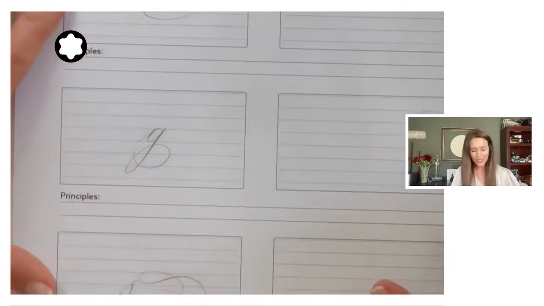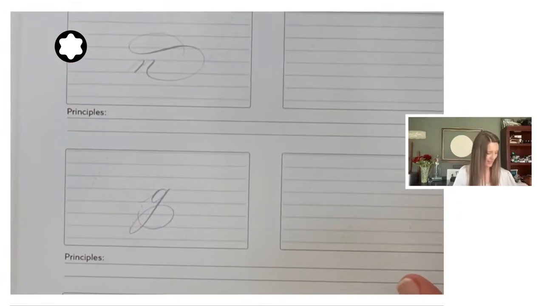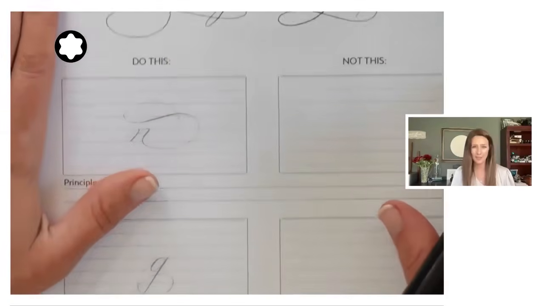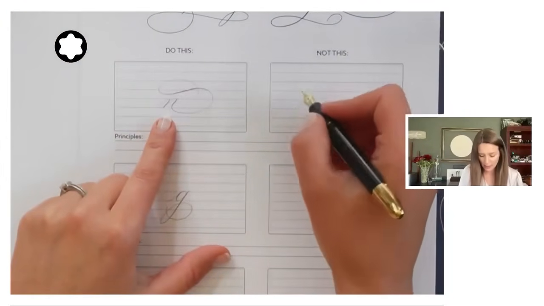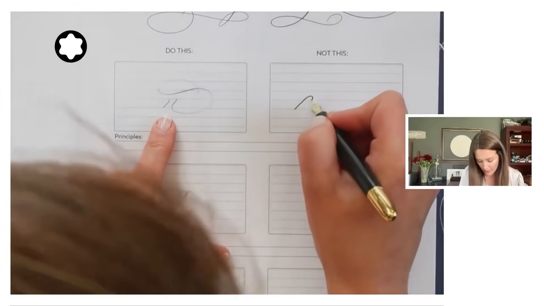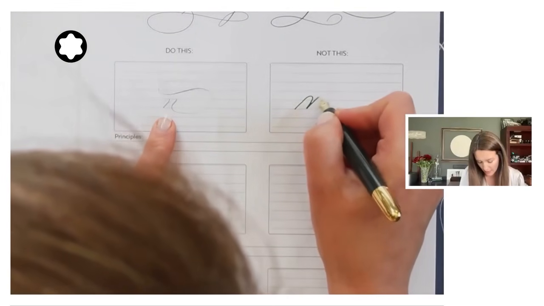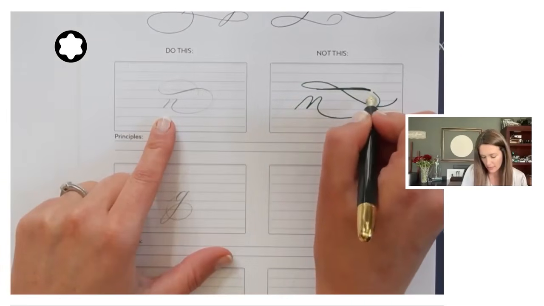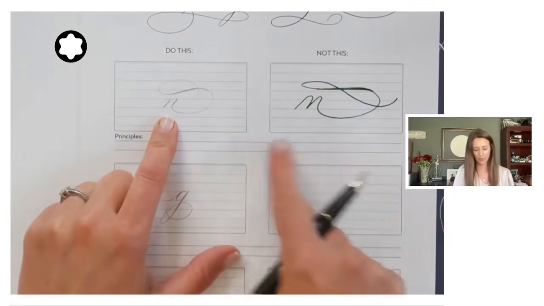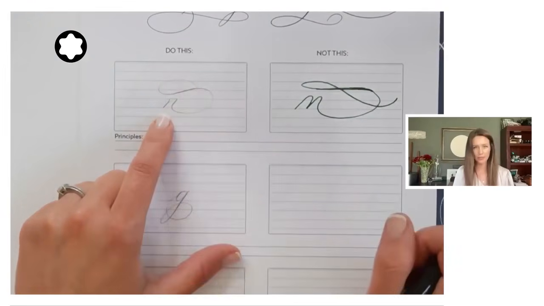Okay, so let's take a moment here to look at some guiding principles, what to do and what not to do. All right, so here's a good example of what to do. Here's what not to do. Sorry, I'm going above the lines there. What makes this less appealing? Both of them are kind of this figure 8 stroke.